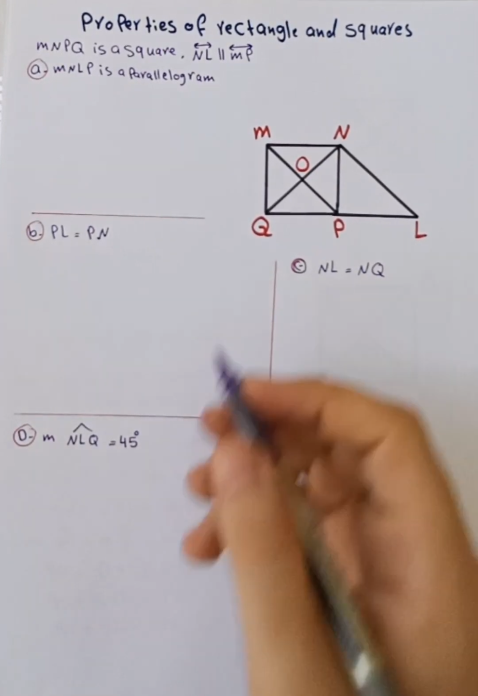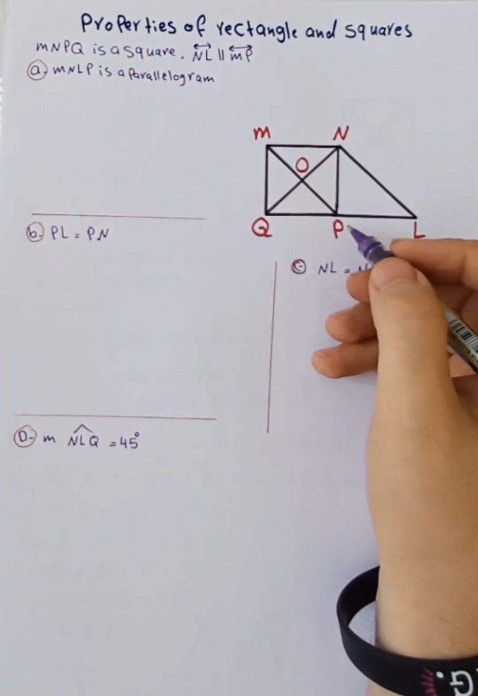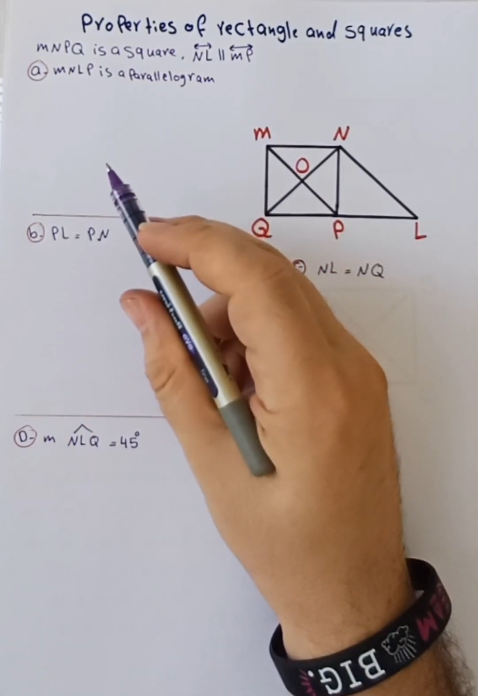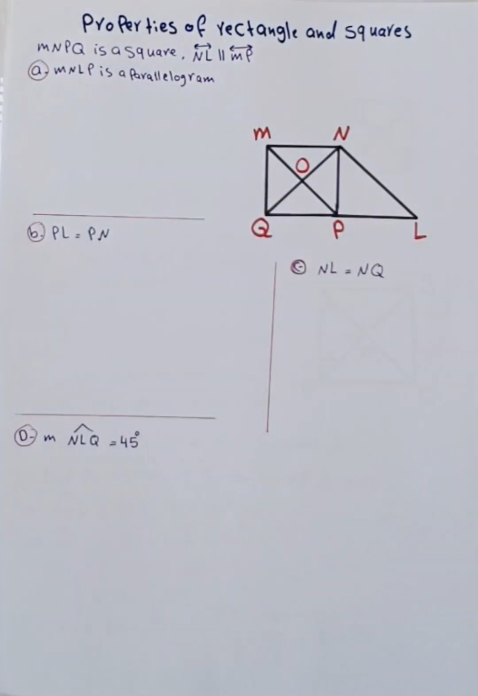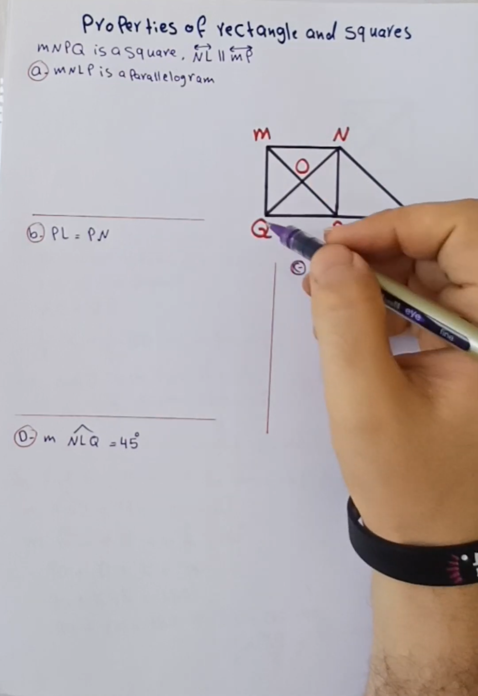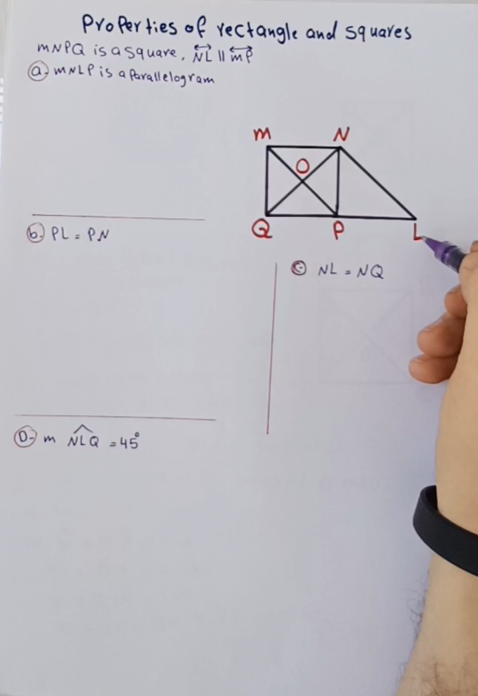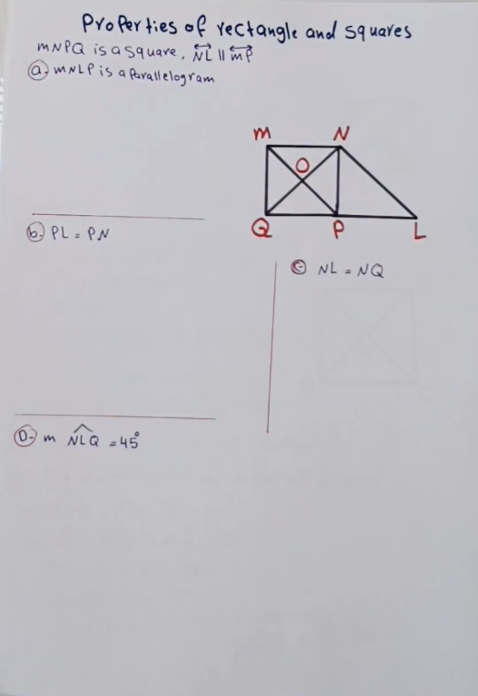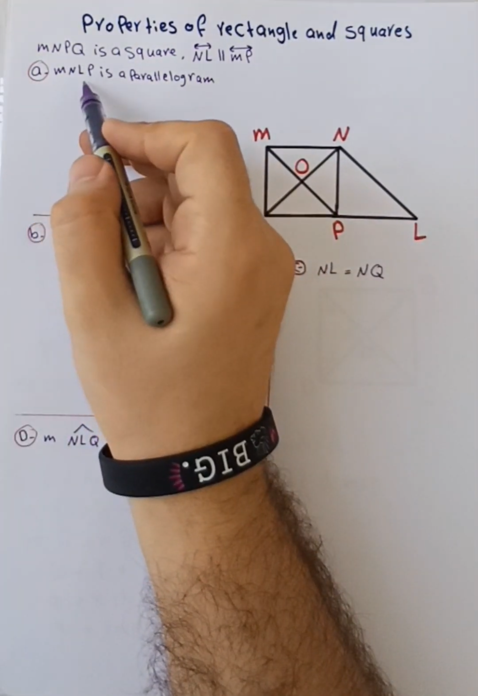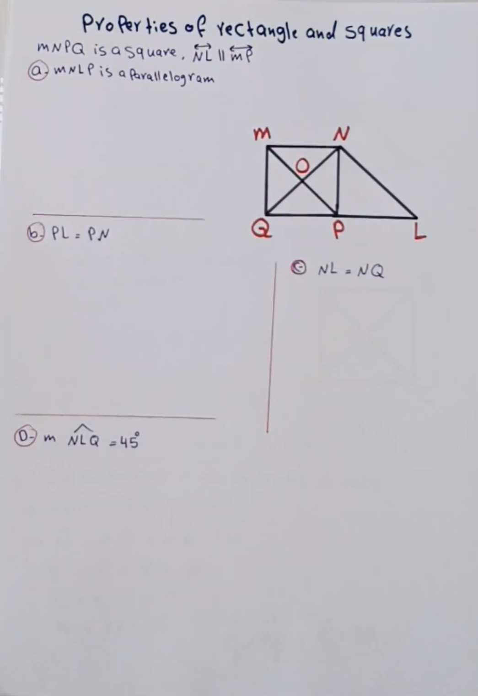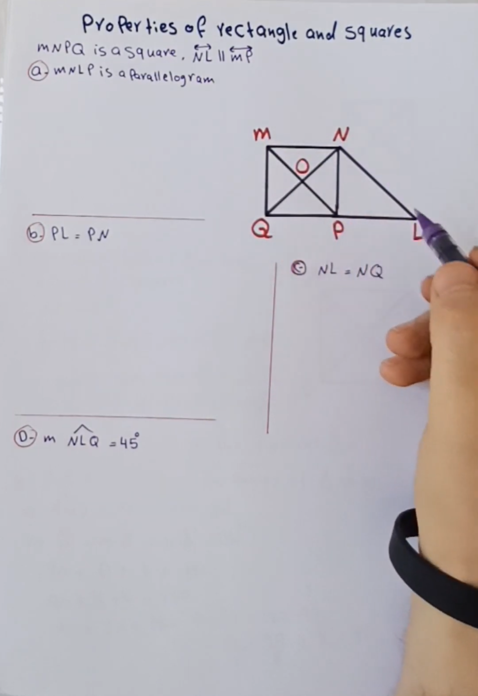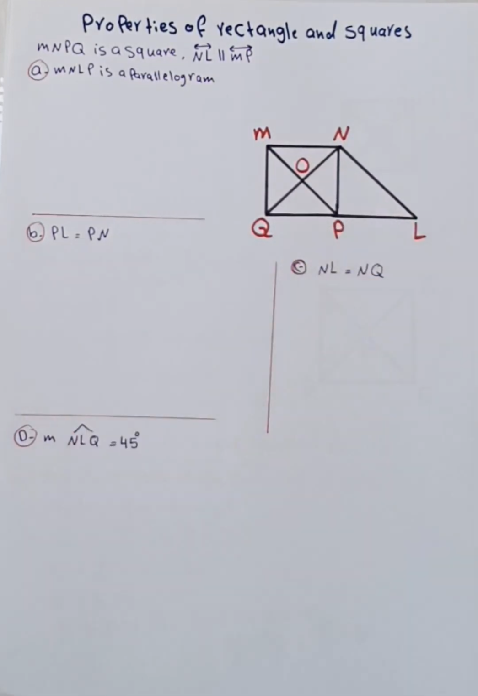After that we have this example, with this figure. In this figure you have some information. MNPQ is a square, and NL is parallel to MP. For part A, you have to show that MNLP is a parallelogram.